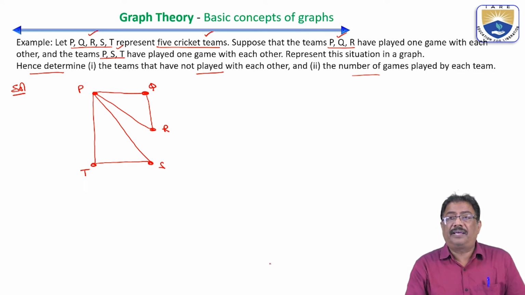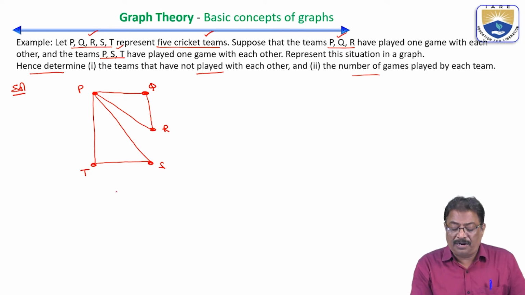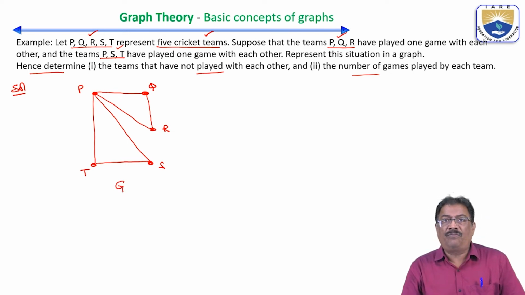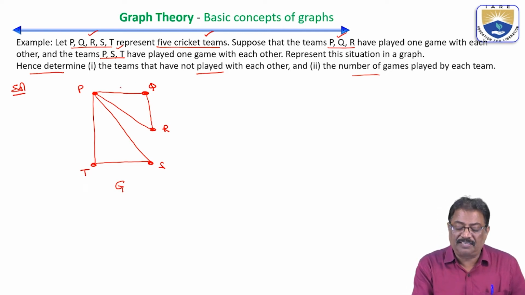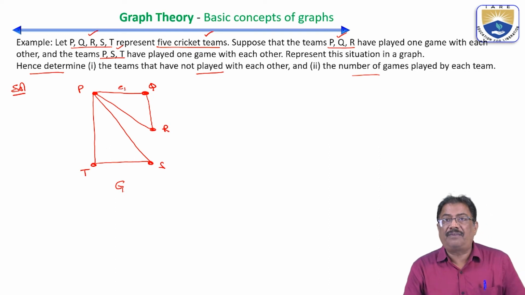This is whatever is given. We take those conditions into consideration and construct a graph, taking vertices as cricket teams and edges as matches. So if edge E1 is from P to Q, it indicates there is a match between P and Q.